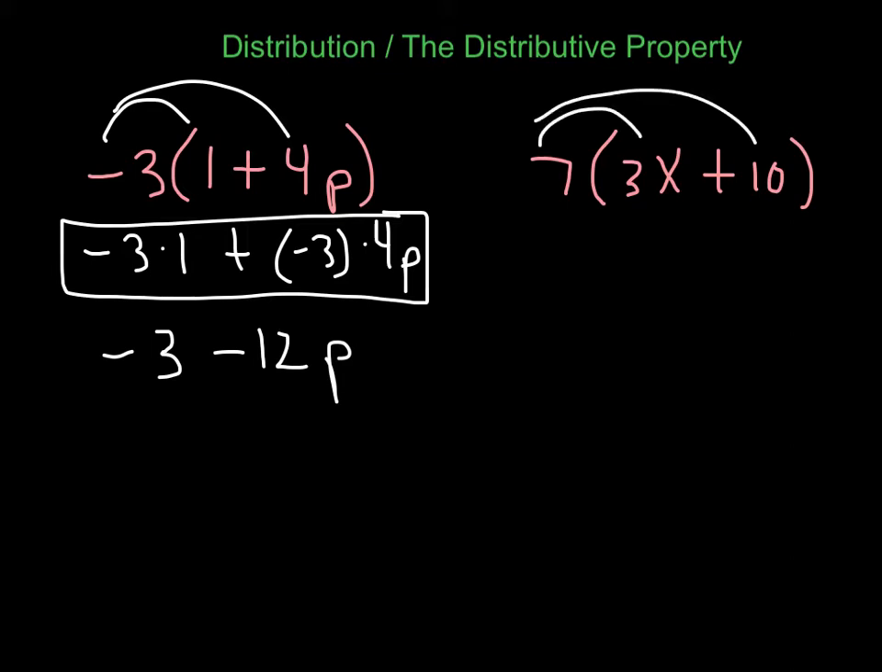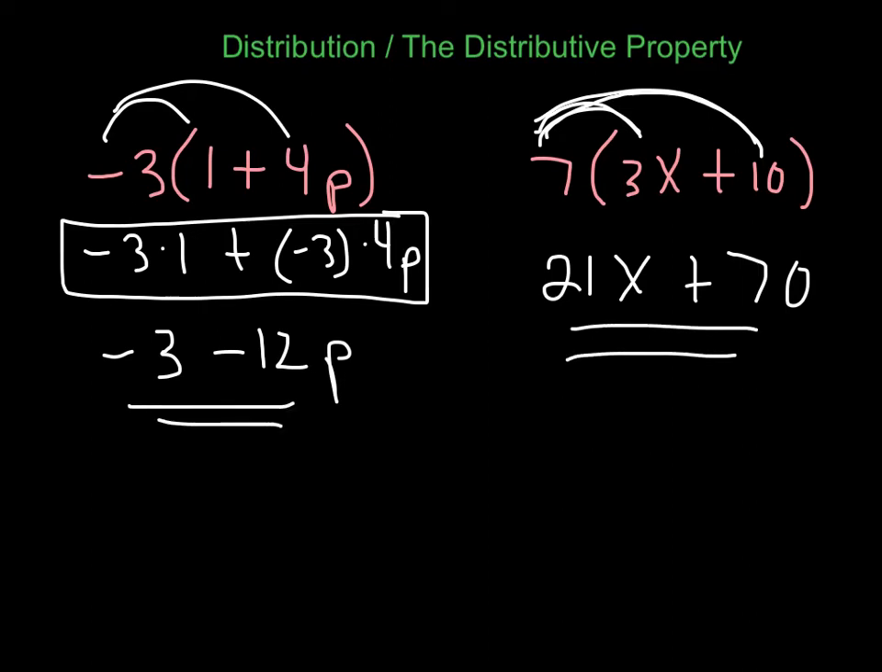So we'll try it without that step in the next example. And I'm just going to talk it out. +7 times a +3x is a +21x, and a +7 times a +10 is a +70. That's it. Now what I'd like to do before I move on is just to take a look at these final answers. Are there any like terms to be combined? And the answer for both of these is no. The only other alternative I can see is for this first example, perhaps -12p minus 3 might be the preferred final answer, and the only difference between the two is this constant is written at the end.